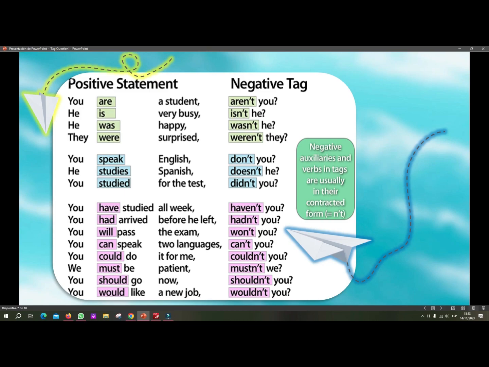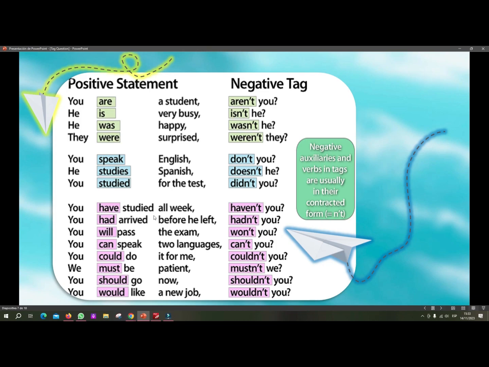What about in simple present? You speak English, don't you? He studies Spanish, doesn't he? Right? You studied for the test. This is in simple past. So you studied for the test, didn't you? Remember that you need to use the auxiliary in past in this case. So did plus not. Didn't you?